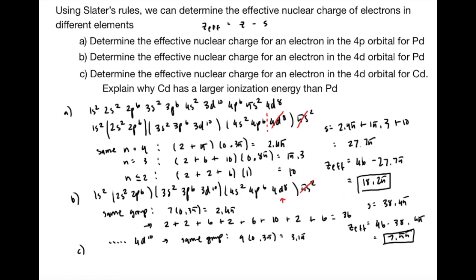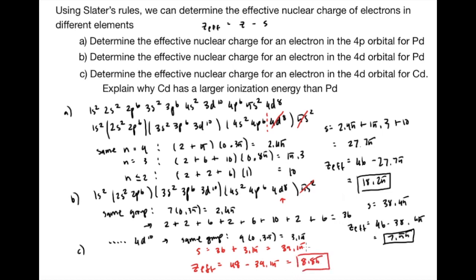And I'll just write this in a different color so it doesn't get lost. And so we have S is equal to 36, which is all of the other electrons in the lower atomic orbitals as well as the lower energy orbitals, plus 3.15. And so that equals 39.15. And so the Z effective is the nuclear charge, which is 48, minus 39.15. And so we get a final answer of 8.85.